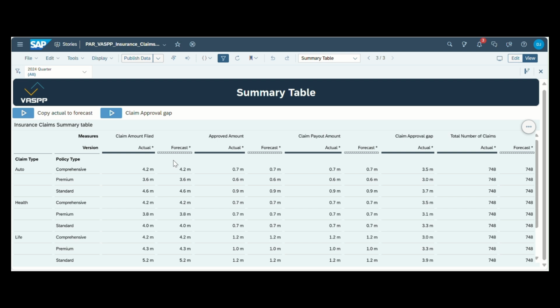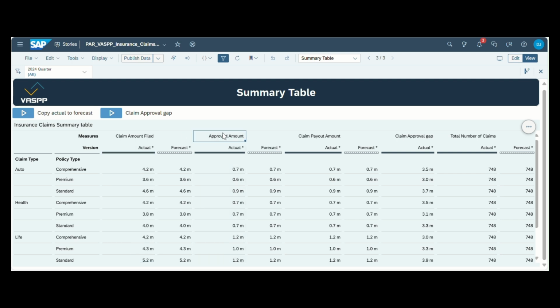Let's unpack what this table is really telling you. Start with claim amount filed. This is your top-of-funnel risk, the amount customers have claimed. Whether it's auto standard at 4.6 M or travel standard also at 4.6 M, this figure reflects the initial demand pressure on your claims organization. It answers, where is value being requested? And are some policies generating higher than expected exposure?